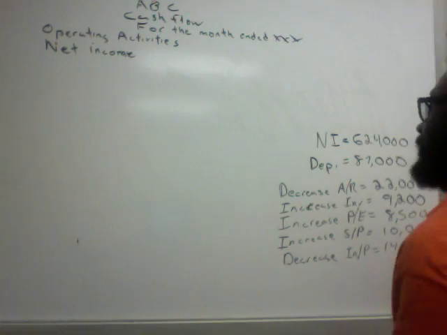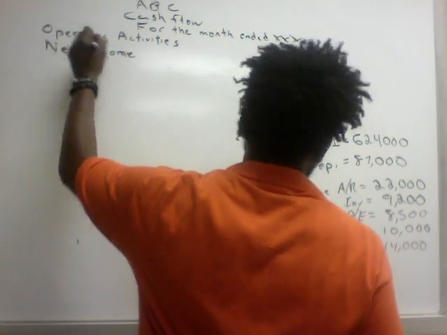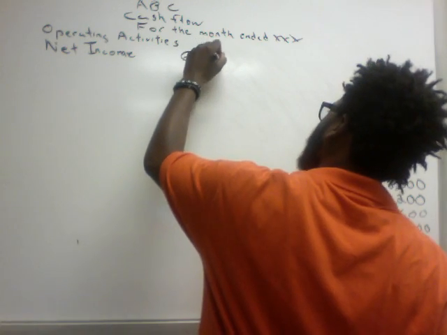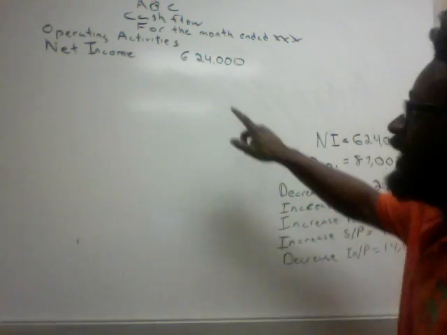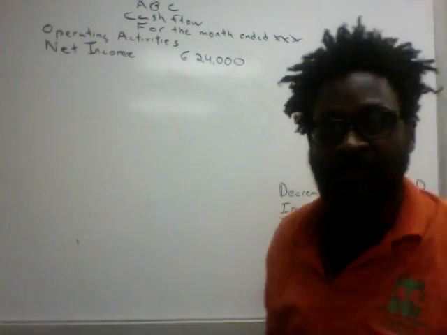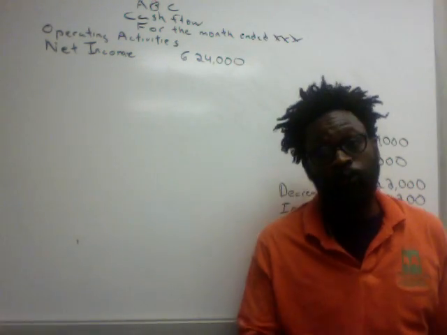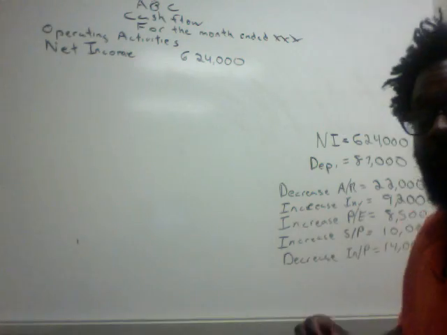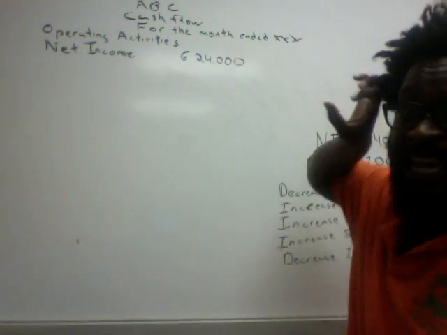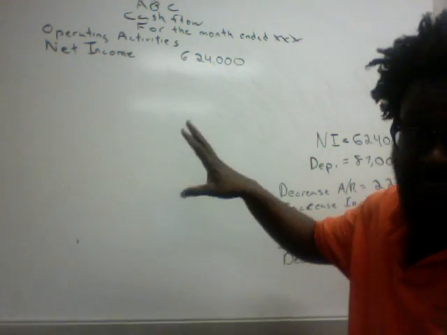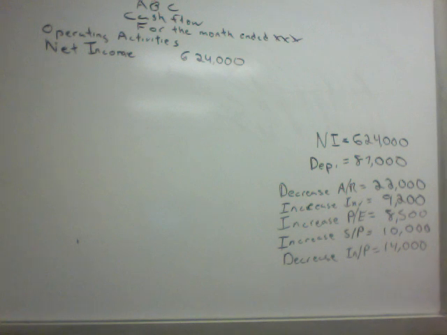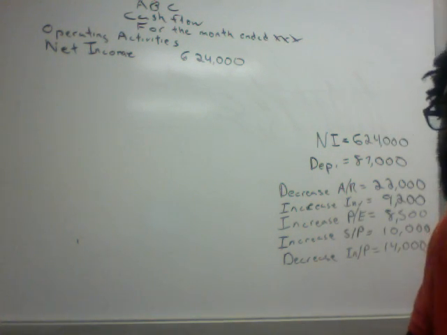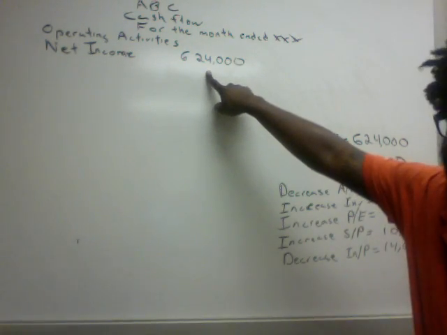Net income was given to be $624,000. And so basically this net income number consists of accrued revenues and accrued expenses. We need to take those out. We need to only let this net income reflect cash revenues and cash related expenses. So the very first thing that you always do when you start this off is start off with net income.